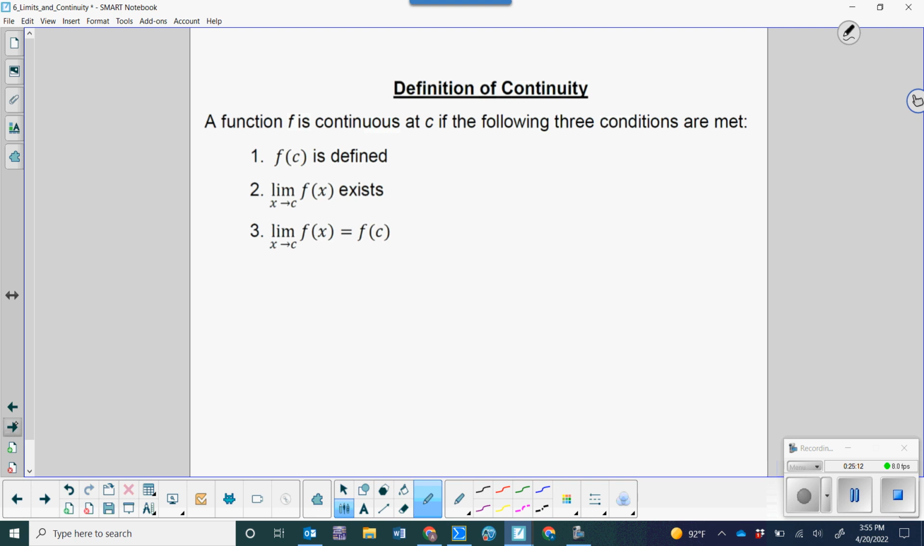And to prove something's not continuous, all you have to do is show one of those three things it doesn't meet. As long as it doesn't meet one of those three things, it's discontinuous. To prove it's continuous, you would have to prove all three things are true. But if I just want to show something's not continuous, and any of those things don't work, done, not continuous.